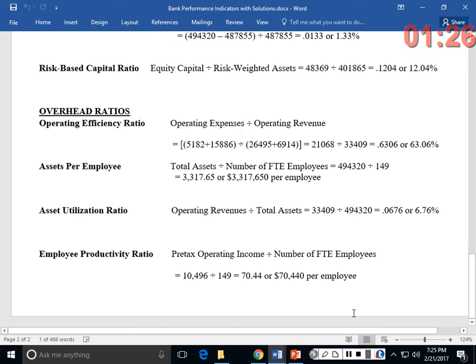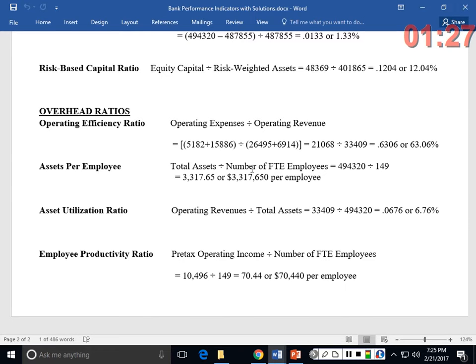Assets per employee. This bank has 149 full-time employees and assets of $494,320. So this bank has $3,317,650 in assets per employee. Now, historically, for a long time, if a bank had one employee per $1 million of assets, that's pretty good. Then technology kicked in, and you started having one employee for $2 million of assets. Now, this bank has one employee for over $3 million of assets. So you would want this number to be as large as possible, up to the point where you're still providing good customer service.